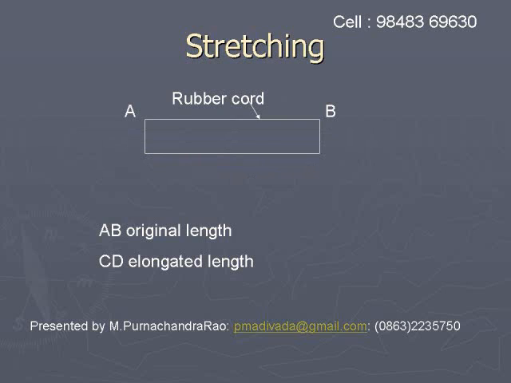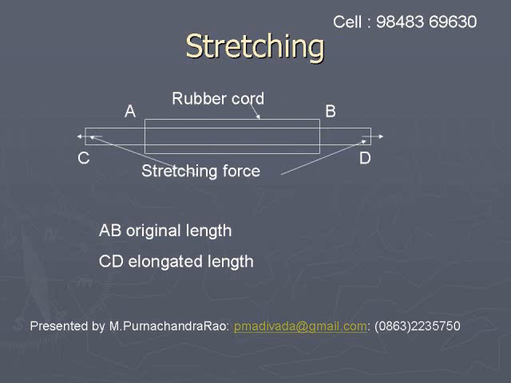In the figure, AB represents a rubber cord. If it is stretched to a length CD, CD is the elongated position of the rubber cord. By applying two forces, which are indicated by arrow marks showing outwards, they are the forces applied outwards. These forces will elongate the rubber cord. Its original length is AB and its elongated length is CD. So its length has increased.